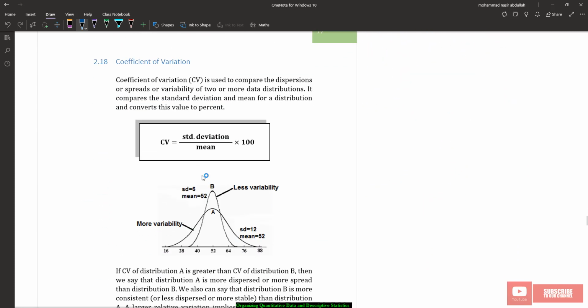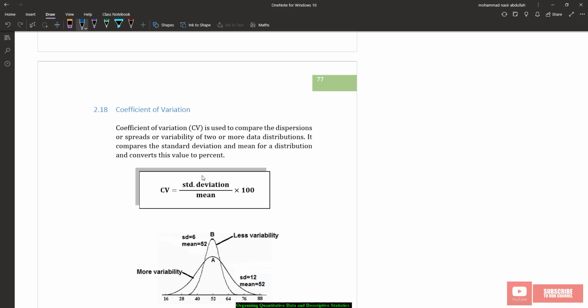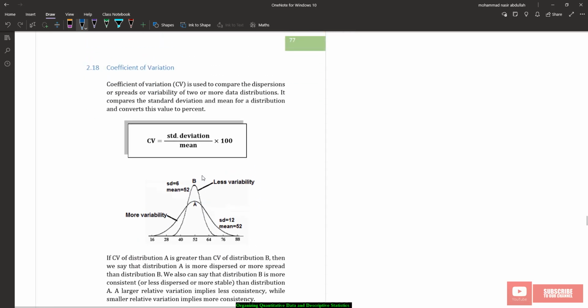Okay? Let's move to the last topic in this chapter, coefficient of variation. Coefficient of variation is used to compare the dispersion or spread or variability of two or more data distributions.